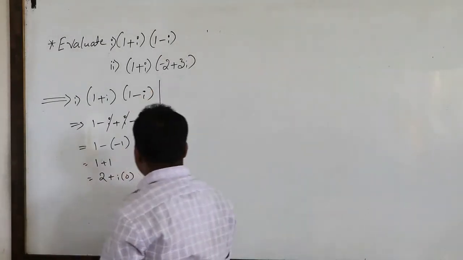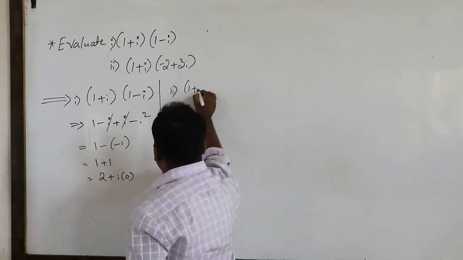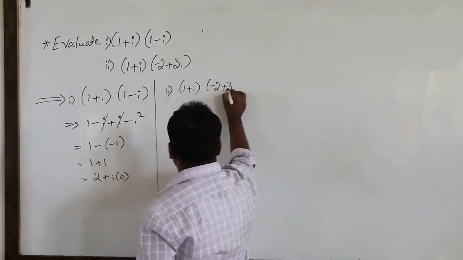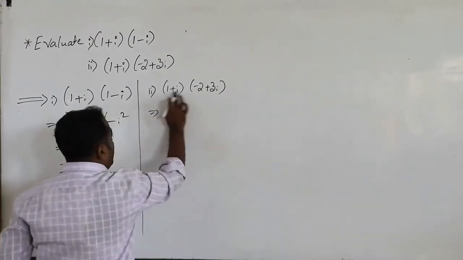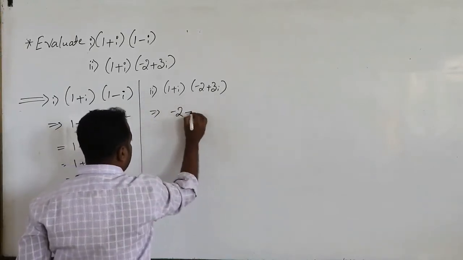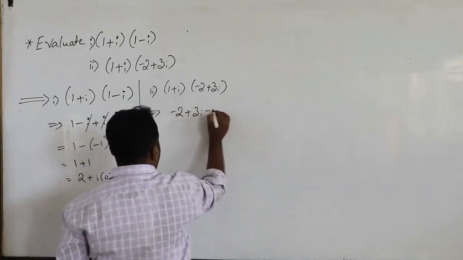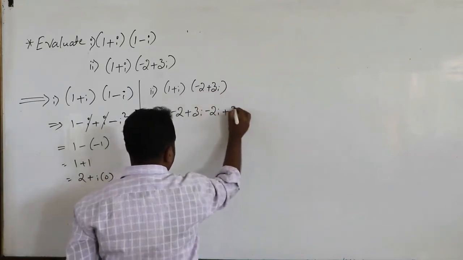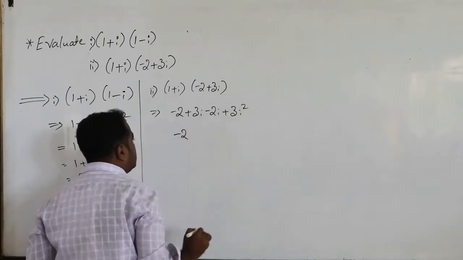Similarly, we have to solve the second one. (1 + i) into (−2 + 3i). Same: 1 into 2, here minus 2. 1 into 3 times i. Minus 2 into i, minus 2 times i; i into 3i, i square, here 3 i square. Minus 2 as it is.